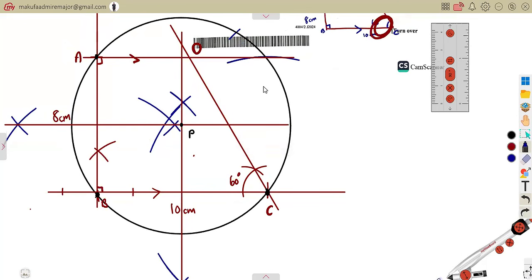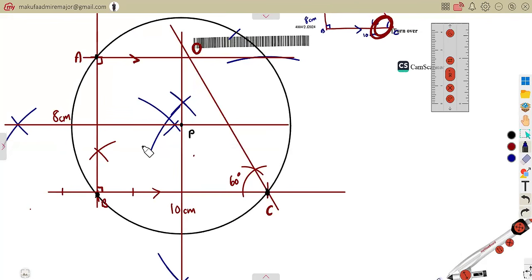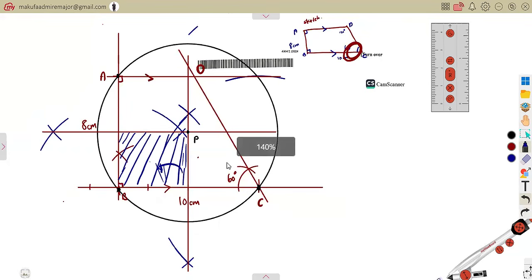And they are saying this is supposed to be inside quadrilateral ABCD, shared region T. Inside quadrilateral ABCD. So this will be the region that is remaining inside the quadrilateral. You're not considering just inside the circle, but it must be inside the quadrilateral. So this is closer to B. It is also closer to B compared to A, closer to B compared to C, closer to B compared to A. That is the part that you're given there.